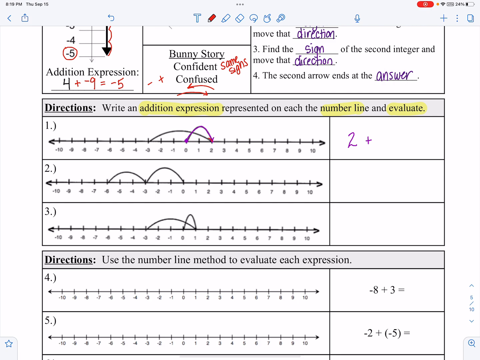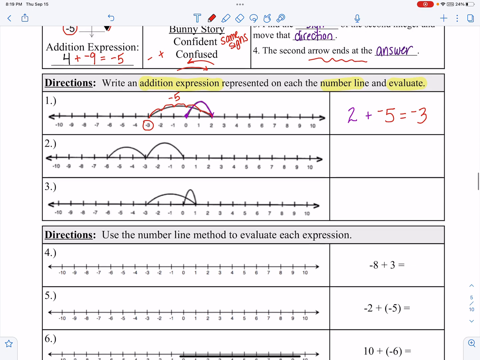So I can see 1, 2, 3, 4, 5. I always like doing those little hops. I know they have one big arc there, but what I saw that we added was negative 5. So we added negative 5, and remember the arrow ends at the answer. So here's my answer, equals negative 3. Okay. All right, moving down to number 2.